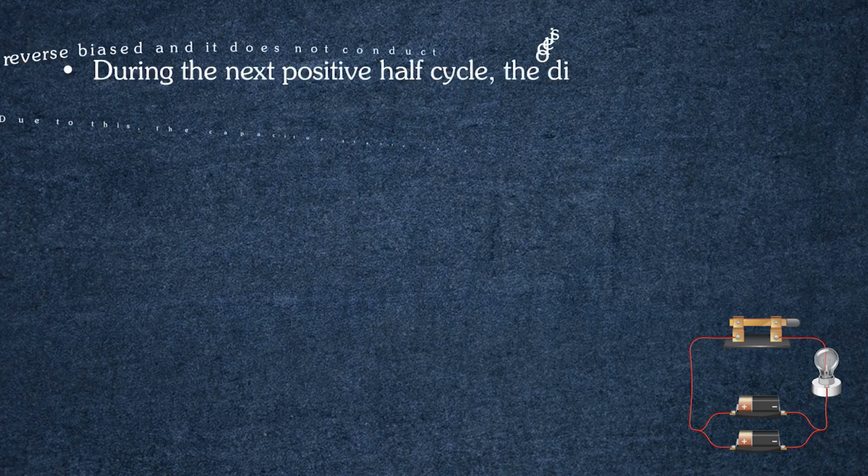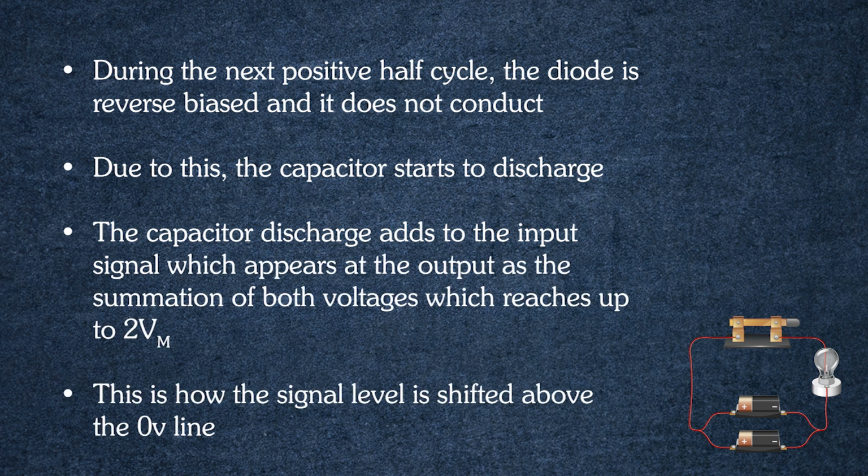During the next positive half cycle, the diode is reverse biased and does not conduct. Due to this, the capacitor starts to discharge. So, the capacitor discharge adds to the input signal, which appears at the output as the summation of both voltages, reaching up to 2 Vm. So, we have seen in the output waveform that we are getting a maximum amplitude of 2 Vm in place of Vm. The additional Vm is coming from the capacitor.